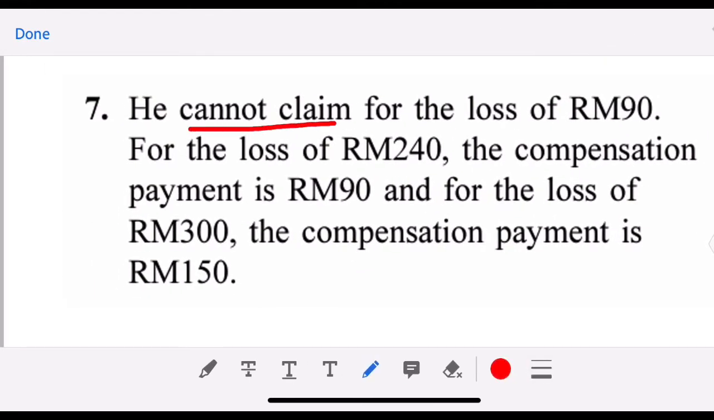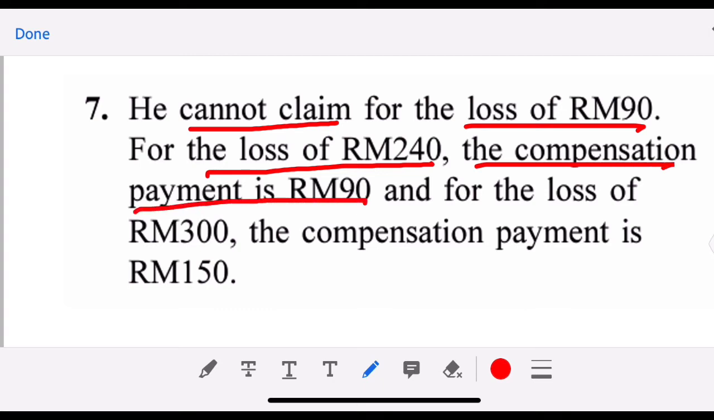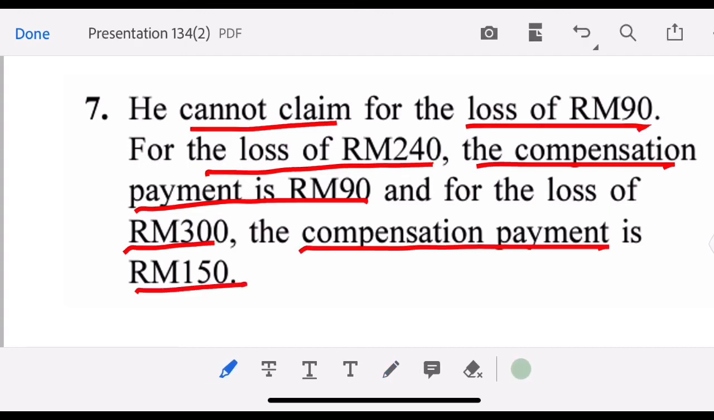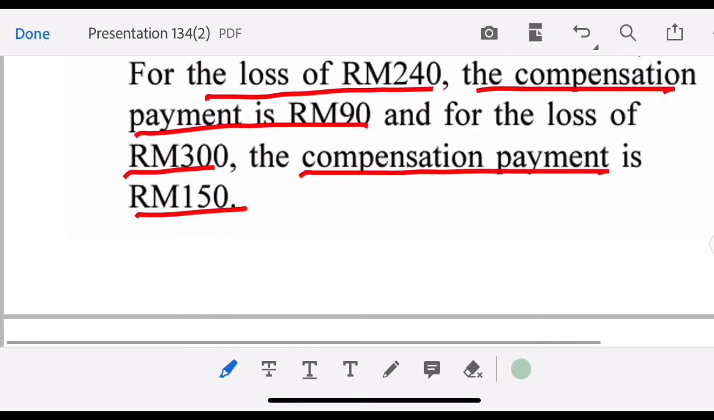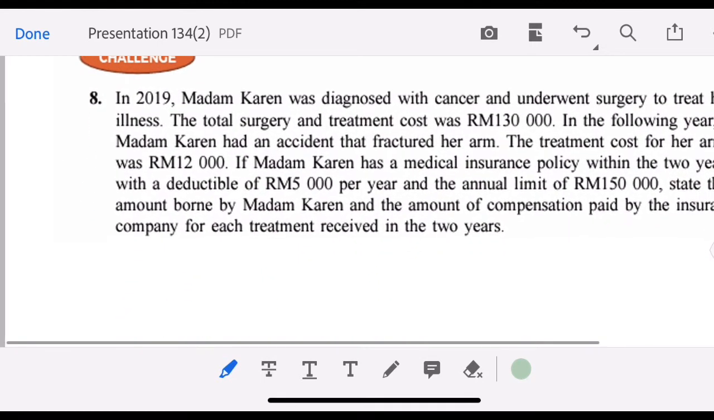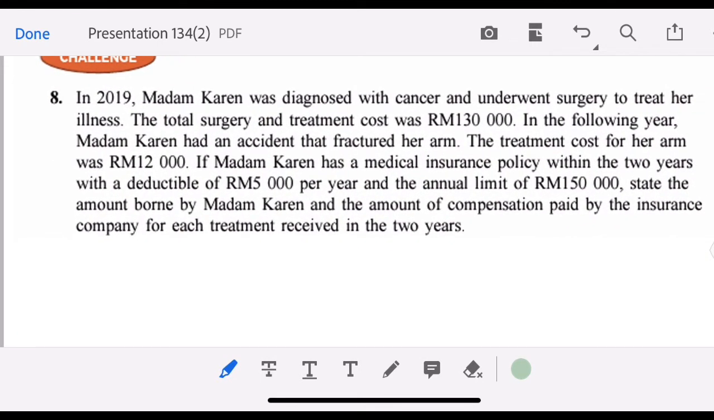He cannot claim if the loss is 90 ringgit. For the loss of 240, the compensation payment is 90. And for the loss of 300, the compensation amount is 150. I just explained to you just now. So let's proceed to question number 8.